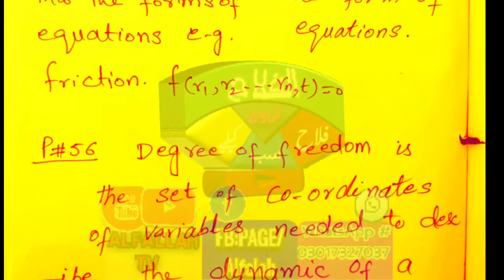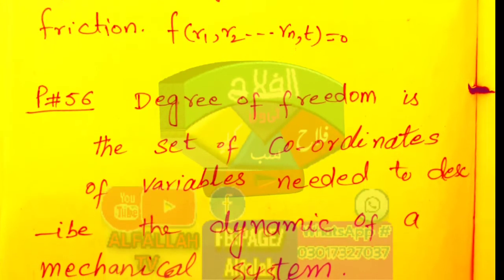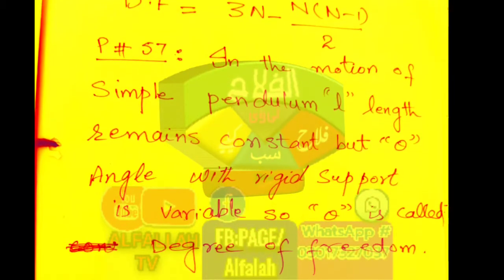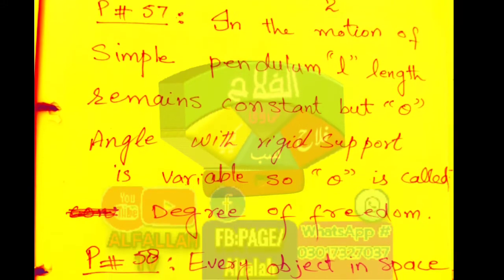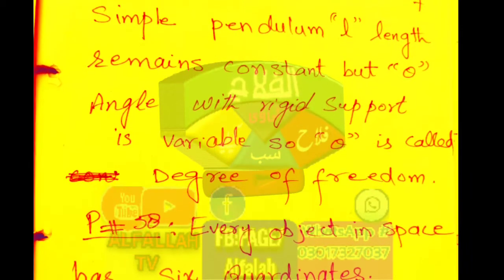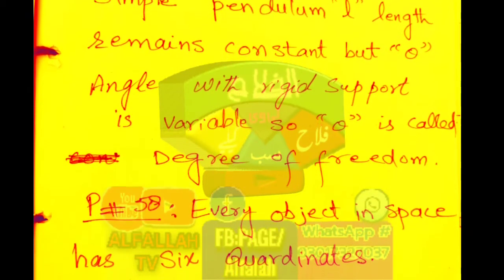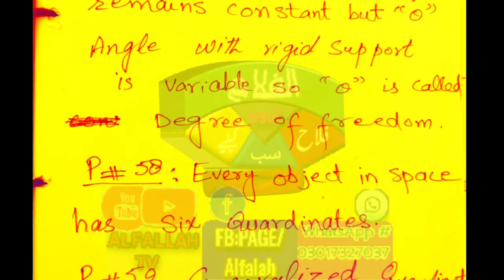Point number 56, degrees of freedom: the set of coordinates or variables needed to describe the dynamics of a mechanical system are called degrees of freedom. The formula of the degree of freedom is equal to 3n minus n into (n minus 1) over 2. Point number 57. In the motion of a simple pendulum, length L remains constant but angle theta with the support is variable. So theta is called the degree of freedom.